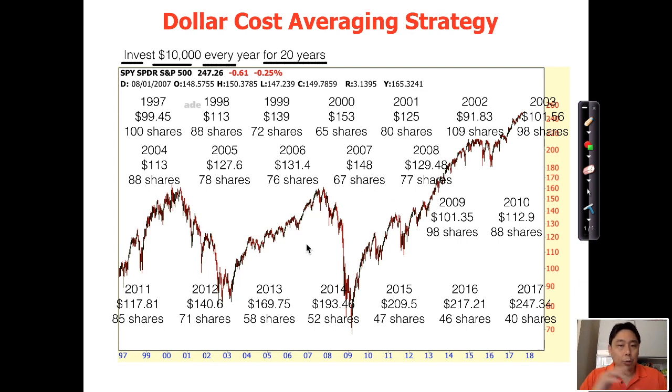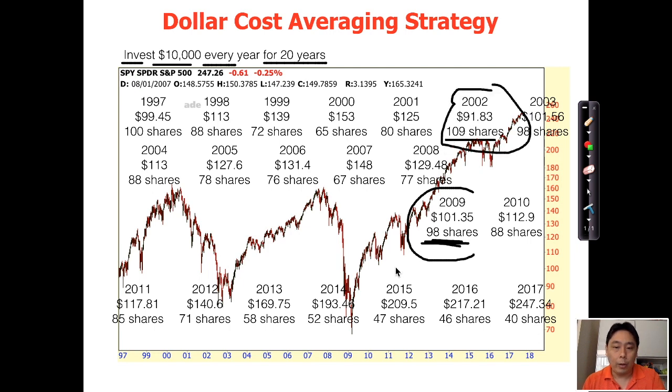So again, if you do this, what happens? Notice that when the price is high, you buy less shares. And when the price is very low in 2002 and 2009, what happens? You buy more shares over here. Okay? And when it's at the top over here, 2007, you buy less shares. So what happens is it averages your price.